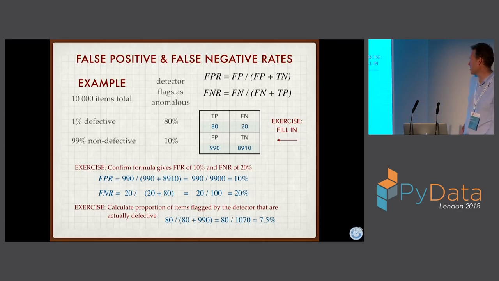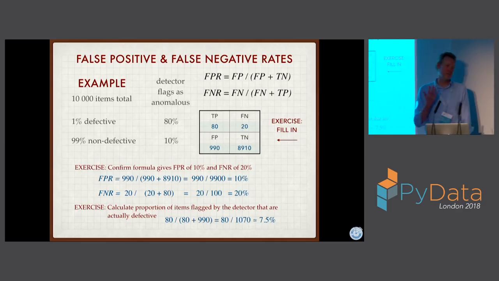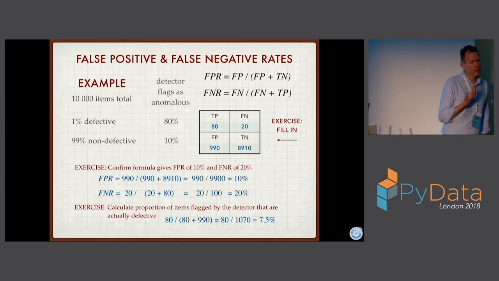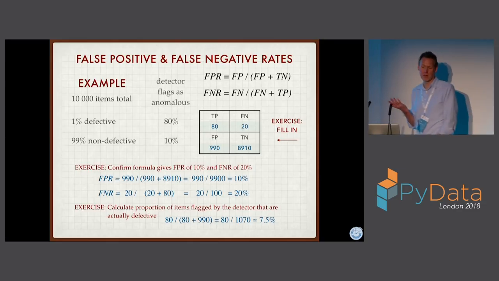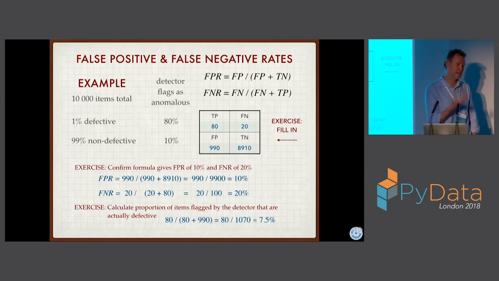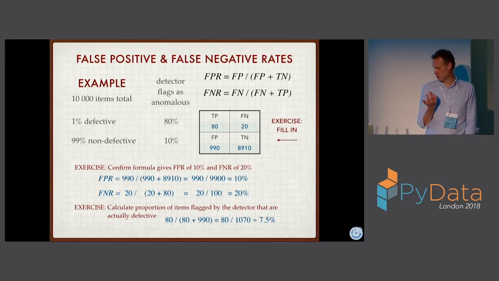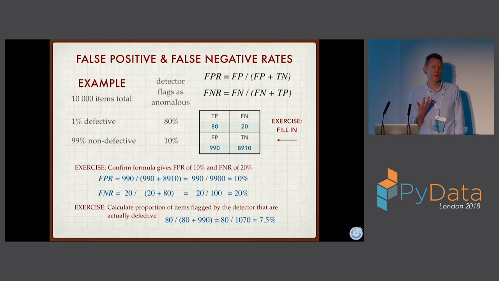The thing that tends to shock people is that this means that only 7.5% of the things flagged by the detector are actually true positives. And so in a medical context, if you have a test that will mark 80% of the people with the disease as positive and 10% of the people without the disease as positive, you've actually got a 92.5% chance of not having the disease even when you get a positive test result back.